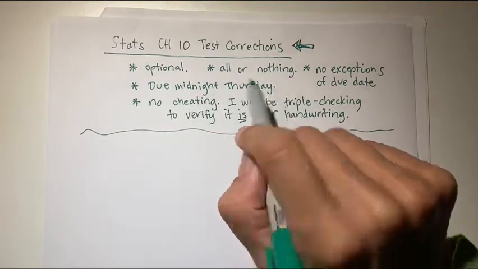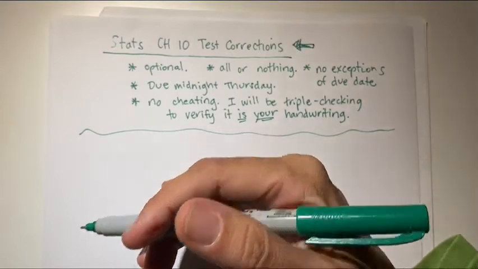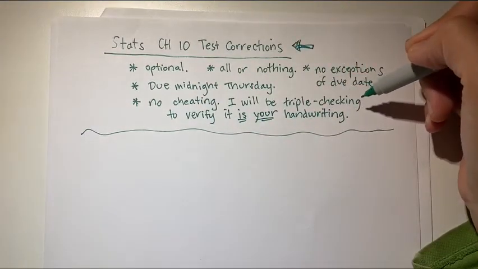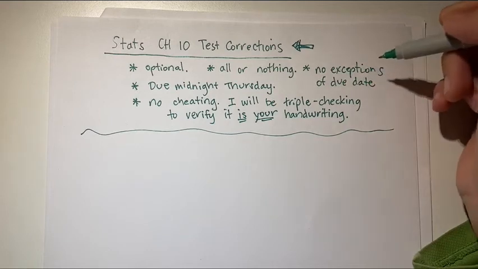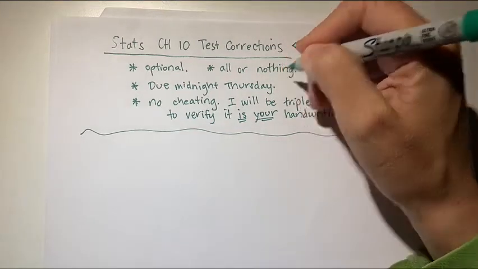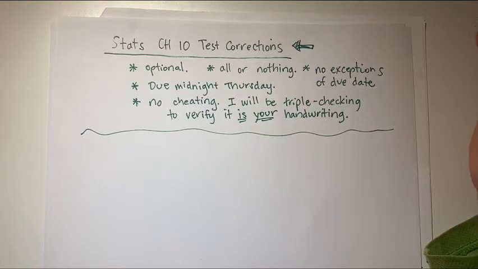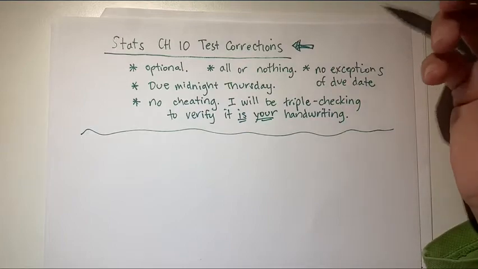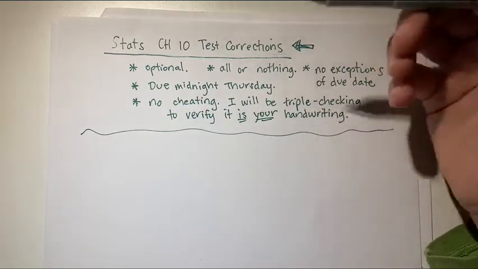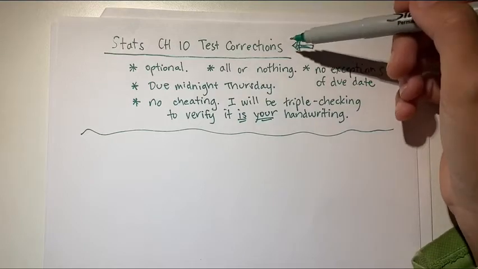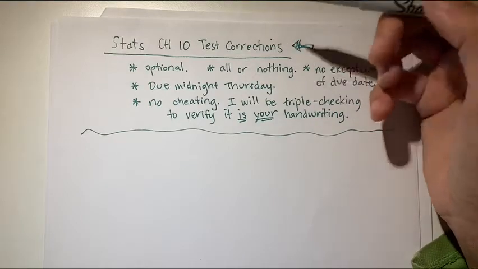It is all or nothing. You're either going to take all the notes and turn those into me, or you're not. If it doesn't look like you've done the full assignment, I'm not going to take it. There is no exception to the due date, so it is due midnight Thursday because it's a totally optional assignment. I've already given the test.